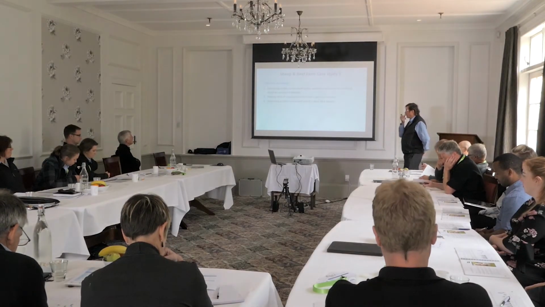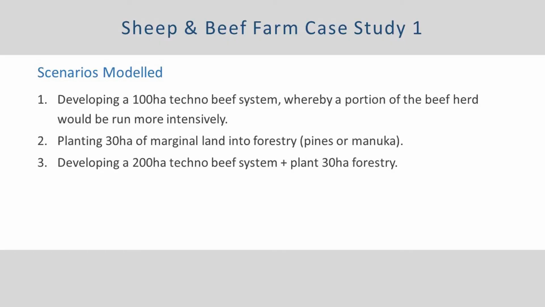So in terms of talking to the owners, they're heading down this track anyhow, but they were very keen to set up a 100-hectare techno-beef system. I trust most of you know what a techno-beef system is, but basically it's more intensively subdivided, and you run your beef herds in small mobs with regular grazings, but at a slightly more intensive stocking rate per hectare. And they also had 30 hectares of marginal land that they were thinking about planting into pines.